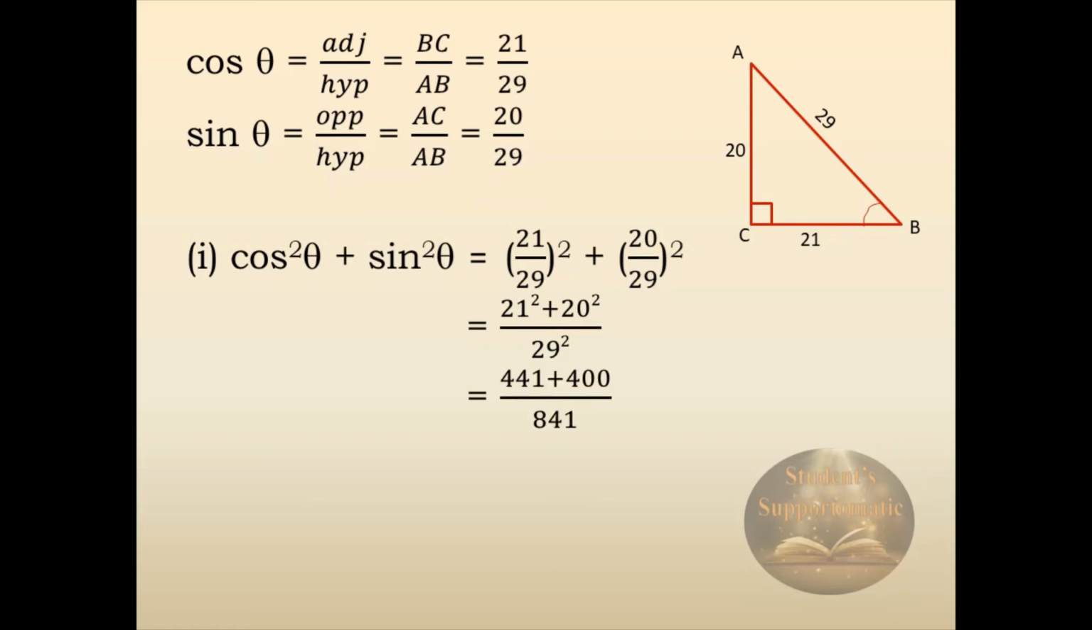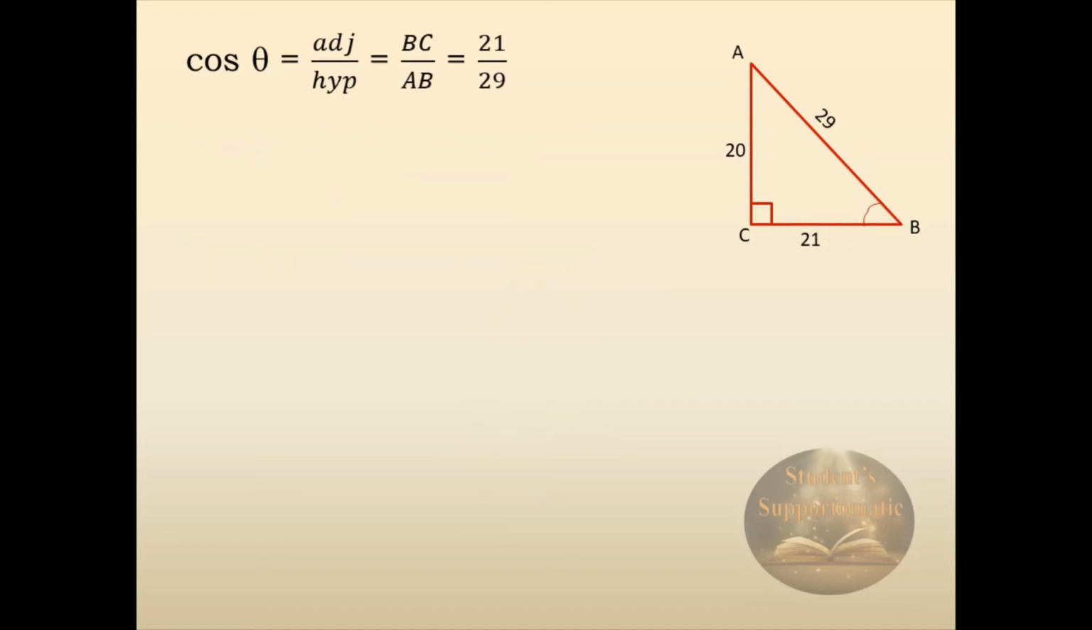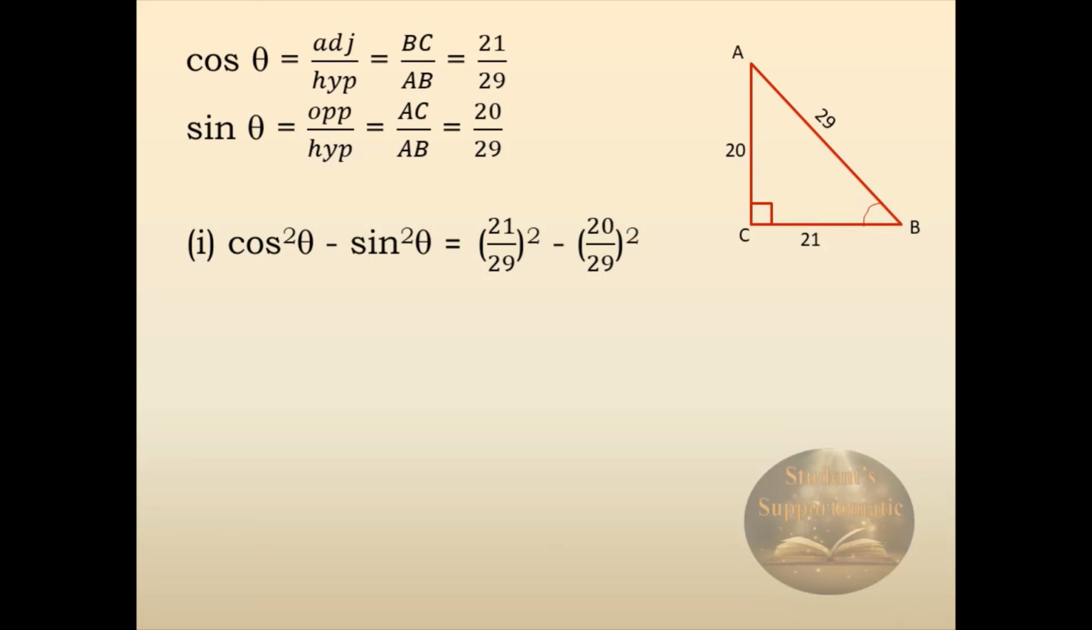So 21 square becomes 441, 20 square is 400, and 29 square is 841. So the sum of the numerator is 841 and the denominator is 841. These two cancel out and the remaining is 1. So the second part is cos square theta minus sin square theta.